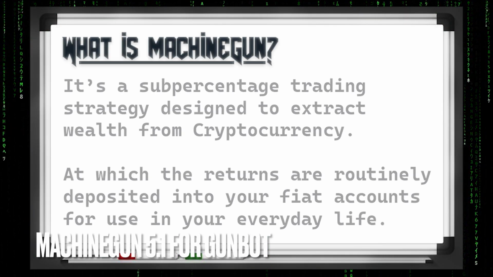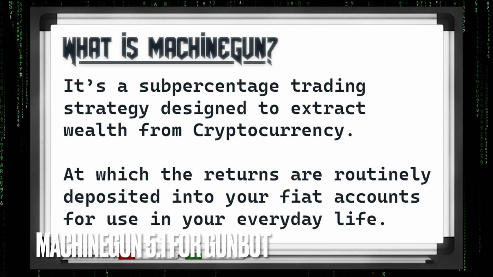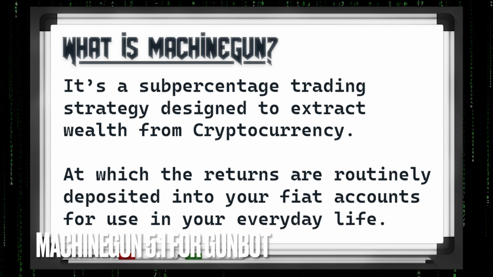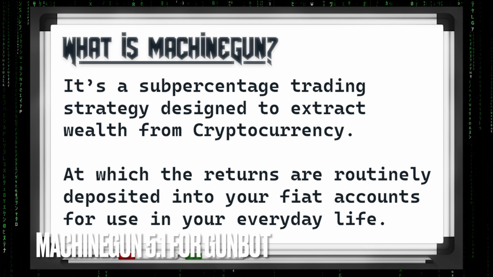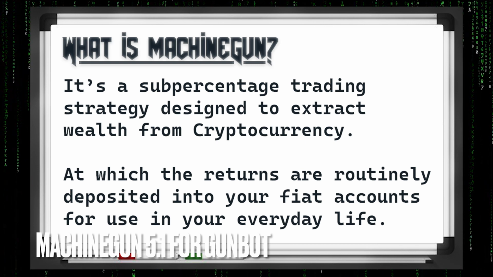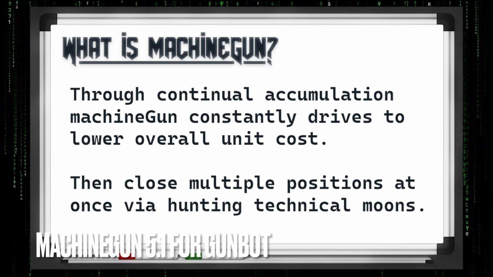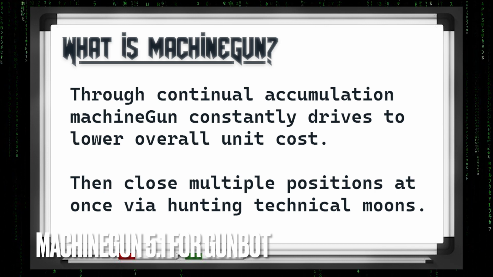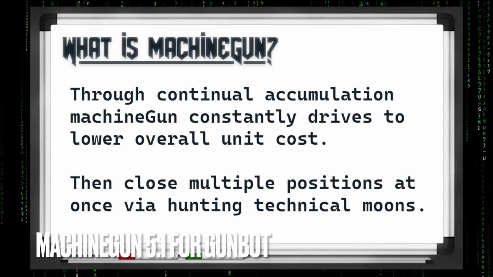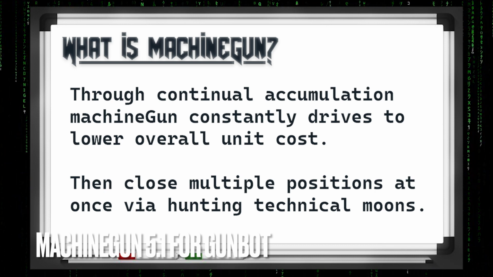MachineGun is a sub-percentage trading strategy designed to extract wealth from cryptocurrency markets, in which your profits are routinely deposited back into your fiat accounts for use in your everyday life. We do this through continual accumulation, constantly trying to drive down overall unit cost, and then we close multiple positions at once via hunting technical moons.